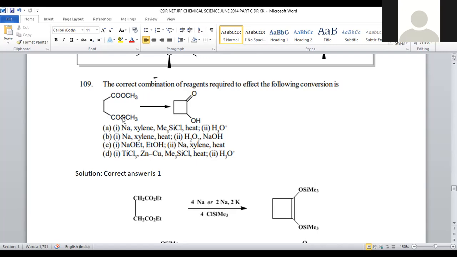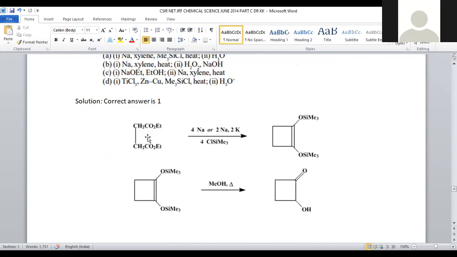Here is the system of dicarboxylic acid ester. It will be treated with a sequence of reagents, and we will get the final product, a 4-membered ring structure. Let us see what the reaction sequence will be. The starting material we are taking is dimethyl succinate.